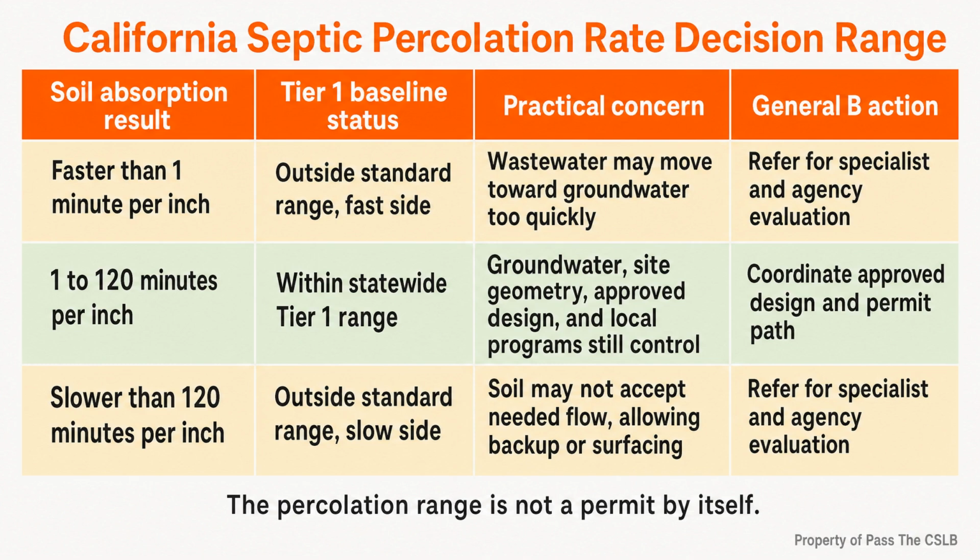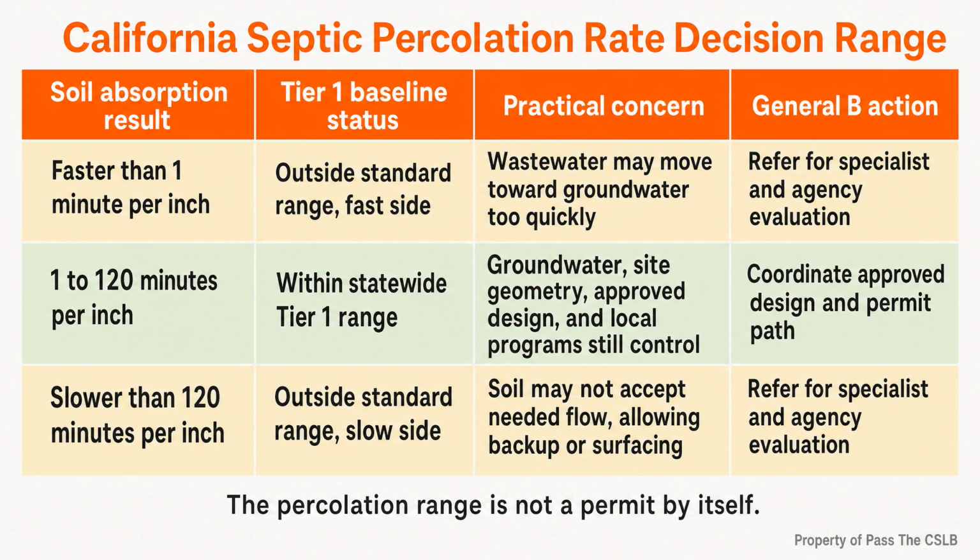A useful way to remember the boundary is this: soil data controls feasibility. The approved design controls installation. The approving environmental authority controls the local approval path. The license classification controls who may contract for the work. The competent person controls excavation safety decisions at the trench.